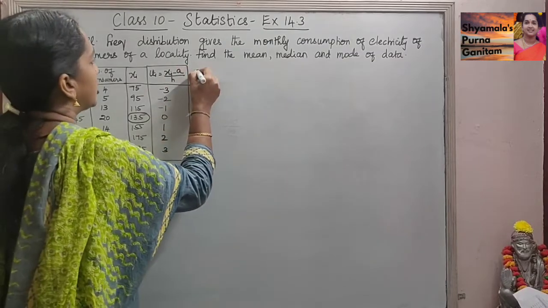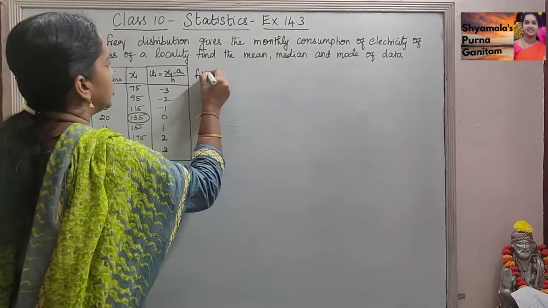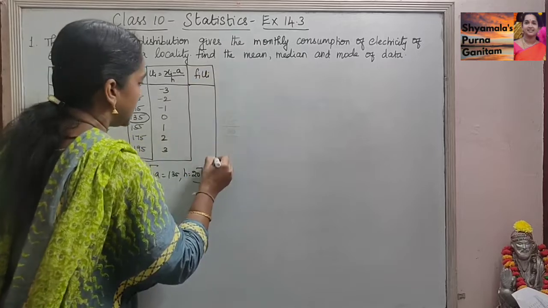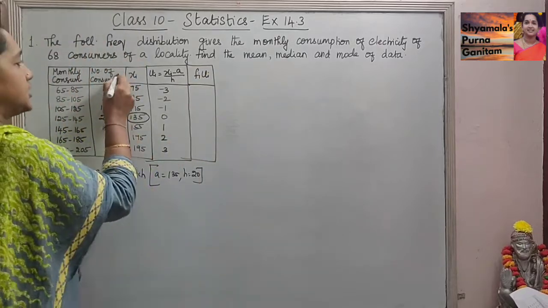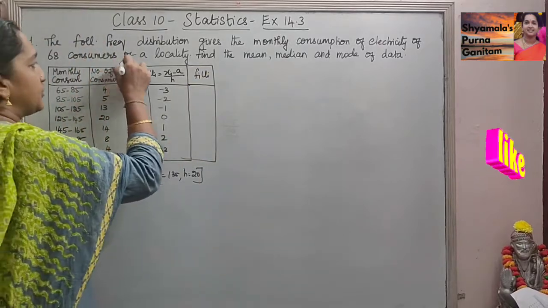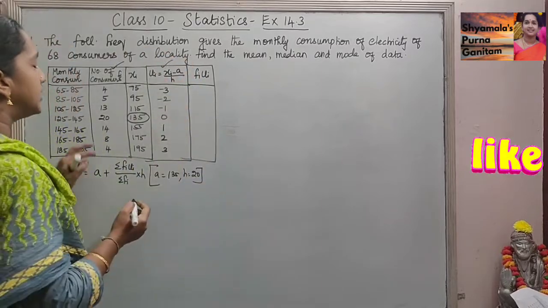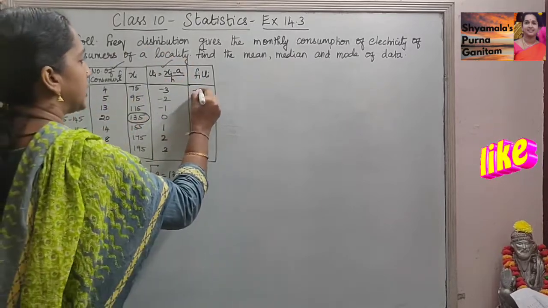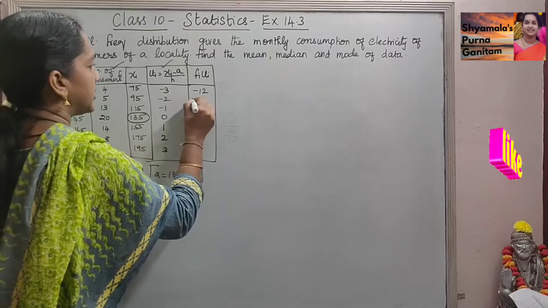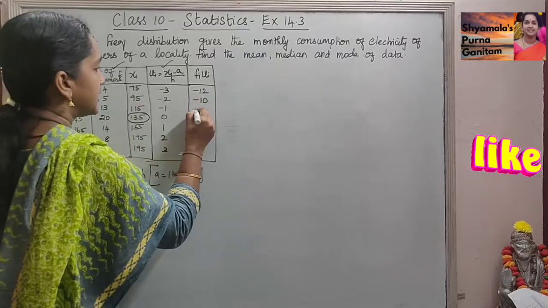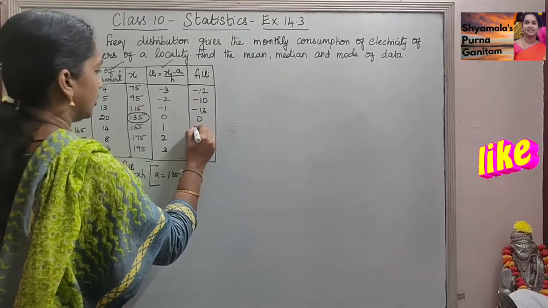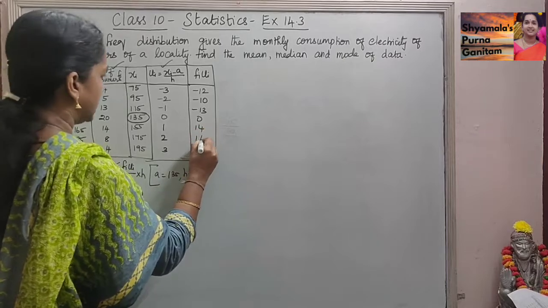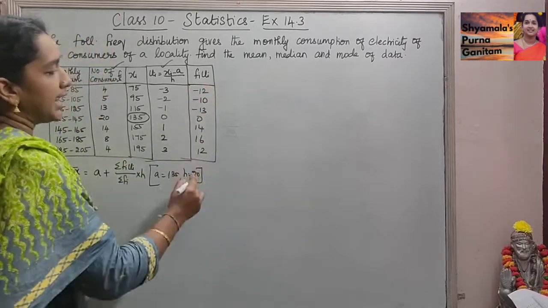So now the next column will be fi ui. Here fi is the number of customers. So this column and this one are to be multiplied. So 4 3s are 12, minus 12. 5 2s are 10, minus 10. Minus 13, then 0, 14, 16, 12. So we'll add all these things.